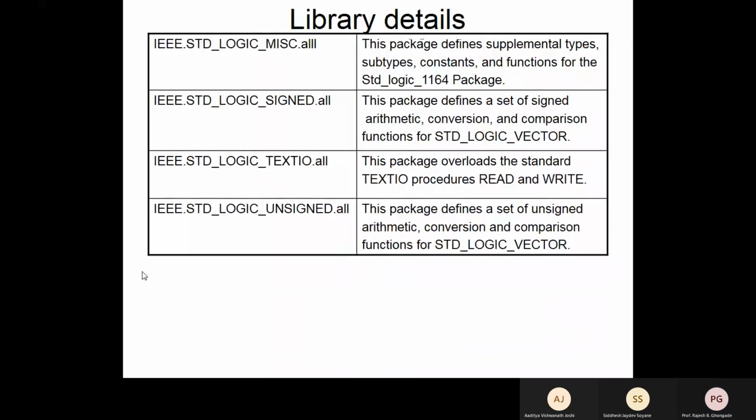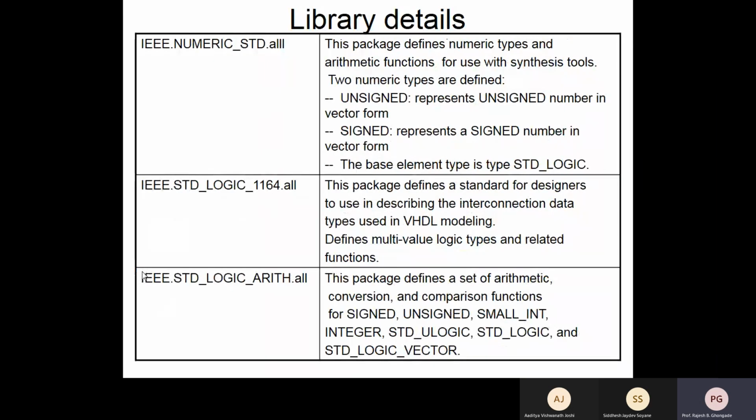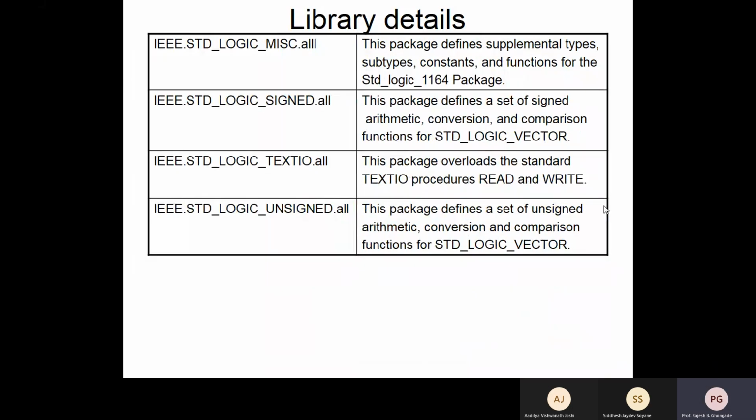Out of that, IEEE.std_logic_1164.all is very, very important. Okay, because it defines the standard for the designers to use in describing the interconnection data types. Okay, specifically used for VHDL modeling, which is the basic theme of our course. It actually defines the multi-value logic. We already have seen the multi-value last time. So all is concerned with that. Again, these are the other library, other package types.